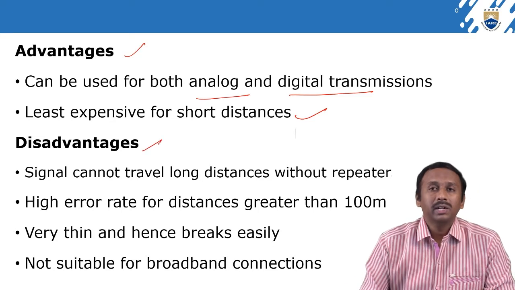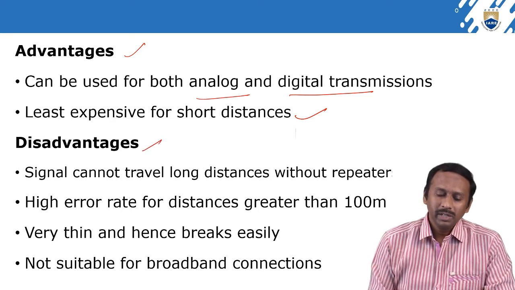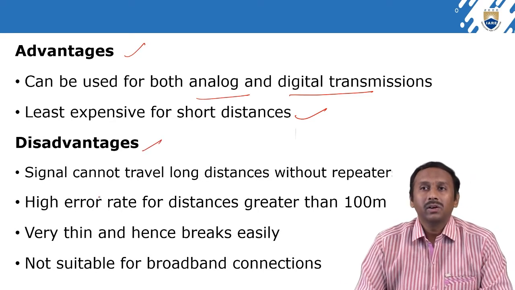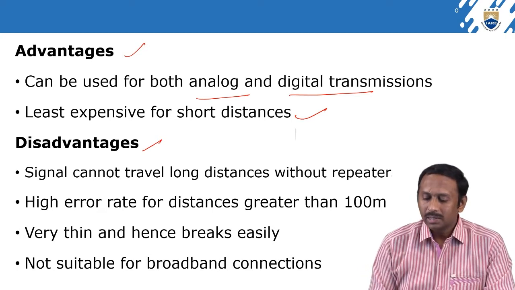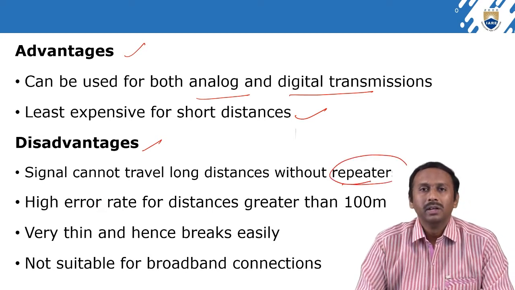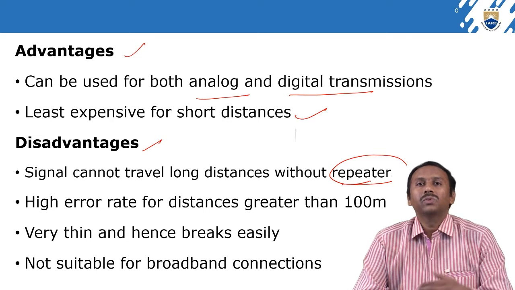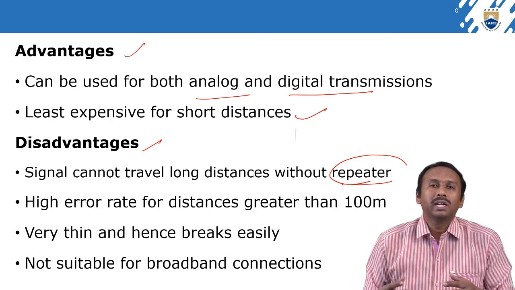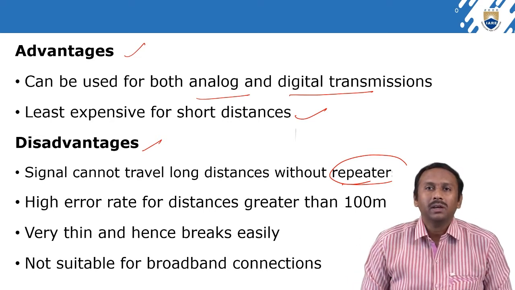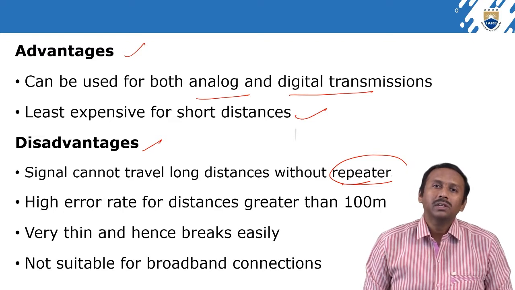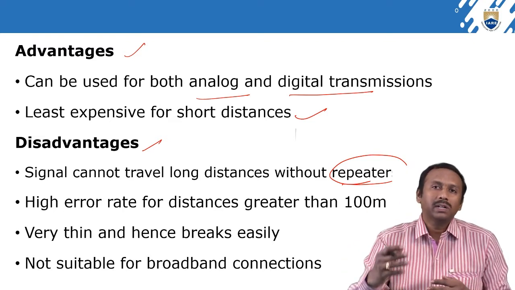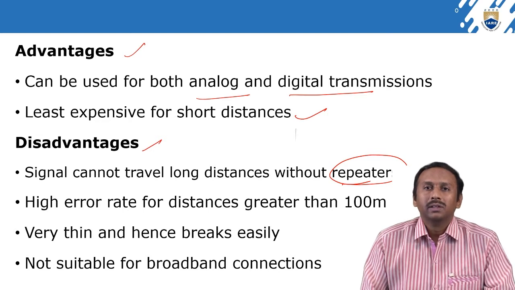And what are the disadvantages of this type of transmission medium? A signal cannot travel a long distance without repeaters. We said that when we transmit data within a short range, we can use it. But the disadvantage is that when we try to transmit data over a long distance, we cannot.